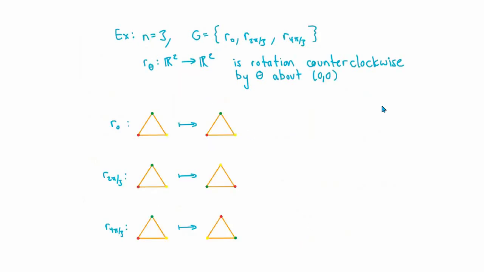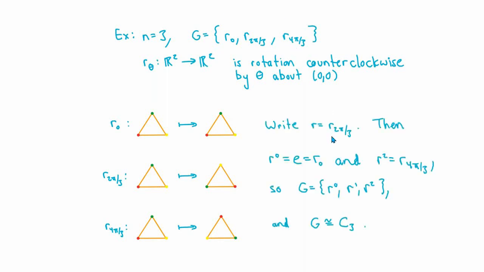Finally, since this is a group with 3 elements, and we know that there's only one up to isomorphism, and that it's isomorphic to the cyclic group of order 3, let's try to identify a generator for this group. If you were paying attention when we looked at groups of order 3, you should know that both R2π/3 and R4π/3 are generators for the group. Let's just pick one. Let's write R for the transformation R2π/3.